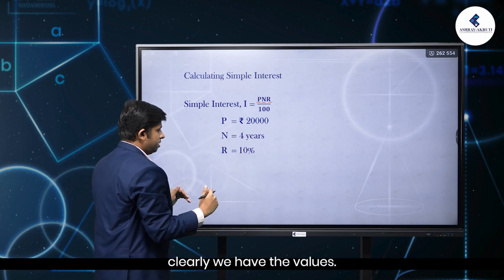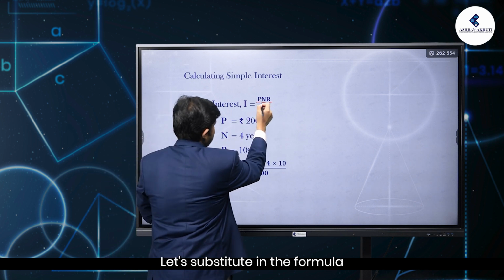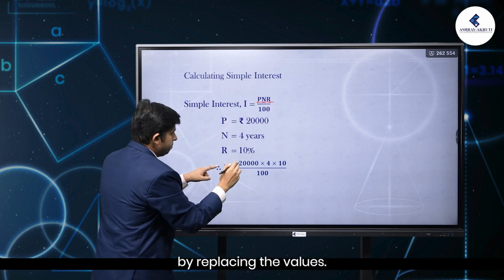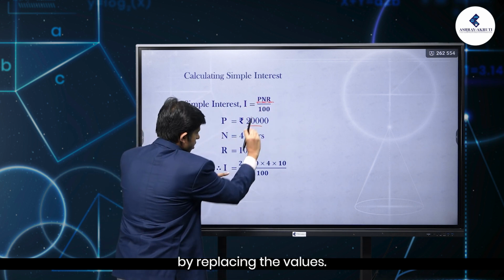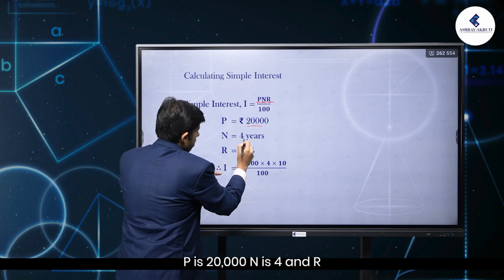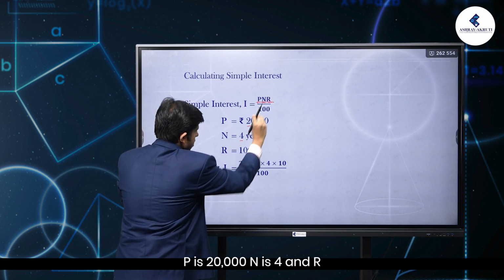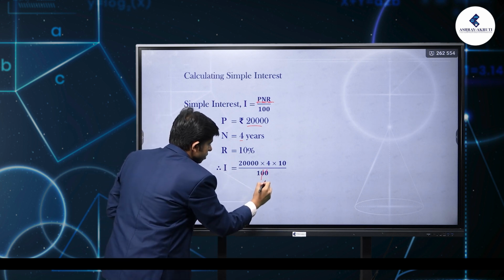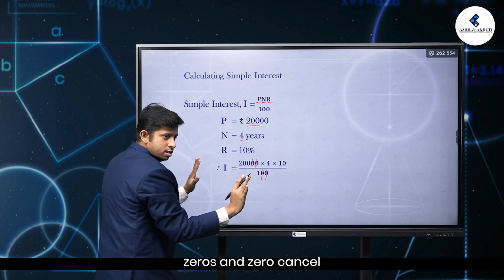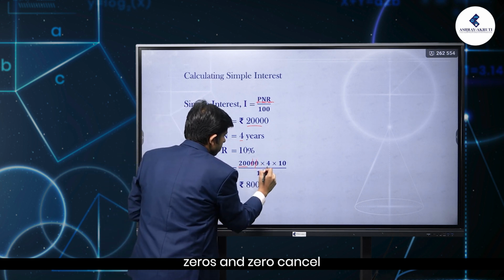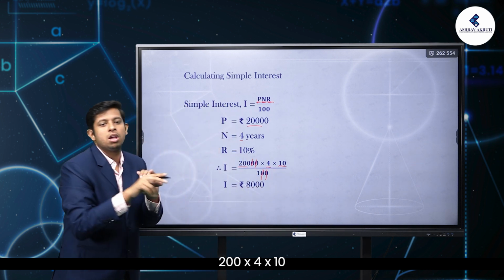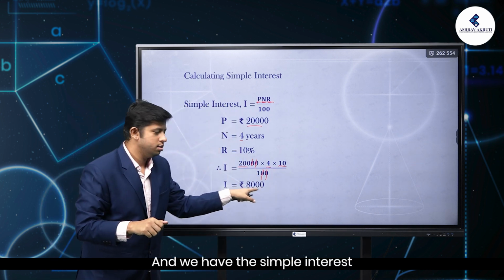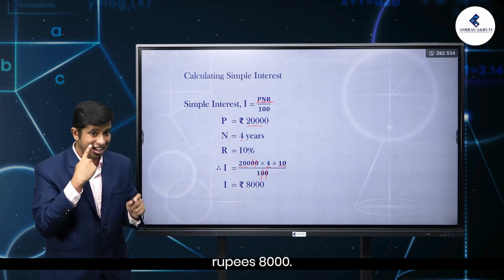Clearly, we have the values. Let's substitute in the formula I equals PNR by 100 by replacing the values. P is 20,000, N is 4, and R is 10 by 100. Zeros and zeros cancel. 200 into 4 into 10, and we have the simple interest, rupees 8,000.